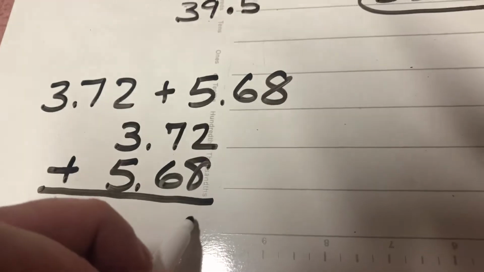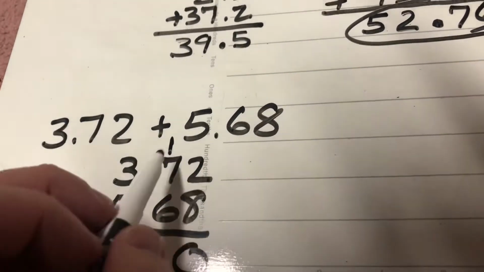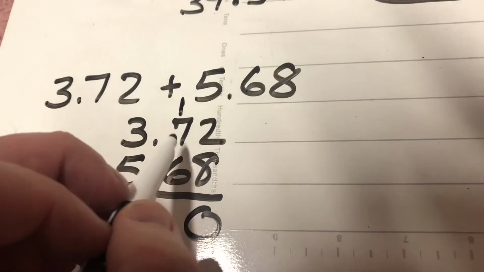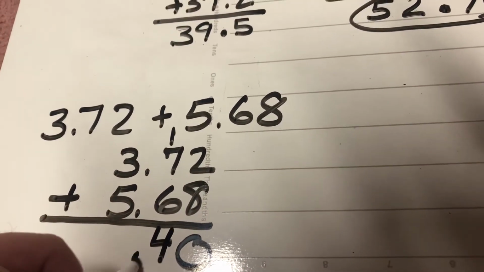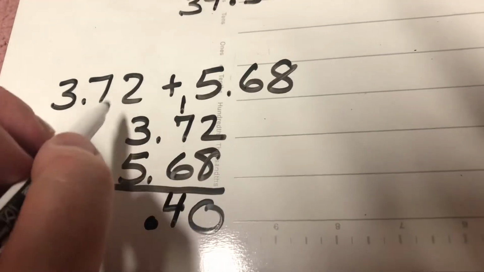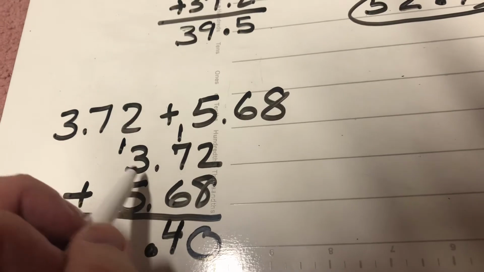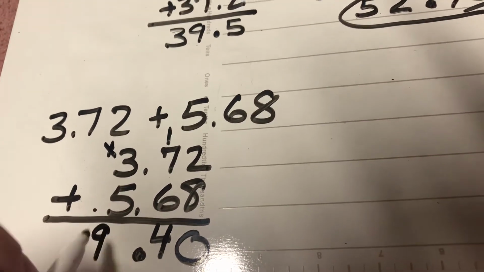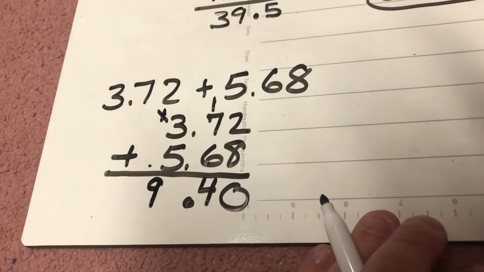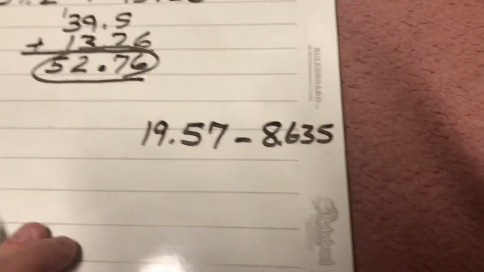2 plus 8 is 10. Put the 0 down. Carry the 1. 1 plus 7 is 8. 8 plus 6 is 14. Put the 4 down. Drop the decimal. Carry the 1 for the 14. 5 plus 3 is 8. Plus 1 is 9. I end up with 9 and 40 hundredths. We're going to look at a total of 5.